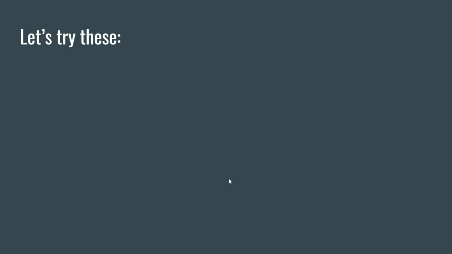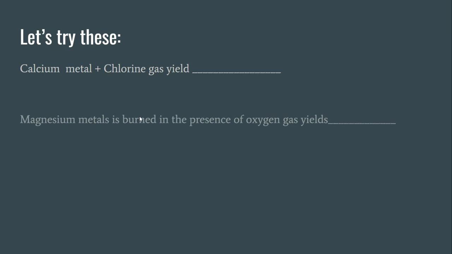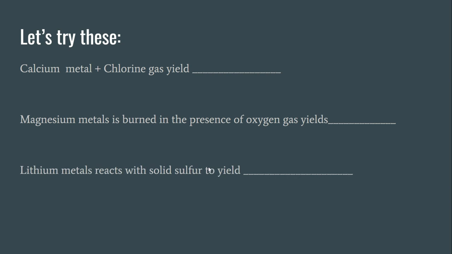Let's look at these equations now. If you have calcium metal and chlorine gas, what will they yield? Think of it. Calcium and chlorine combine to form calcium chloride. If you have, say, magnesium and oxygen, what will it give? Magnesium oxide. If you have lithium combining with solid sulfur, what would it give? It would give you lithium sulfide.